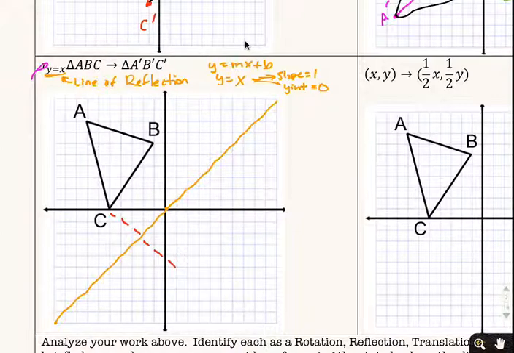But what I mean is that the location of C prime, wherever it ends up being, which is approximately right there, it has to be the same distance. In fact, I think C prime is a little too far. C prime is going to be a little closer to right there, actually. So C prime has to be a perpendicular bisector with my line of reflection, which is this y equals x line. Okay?